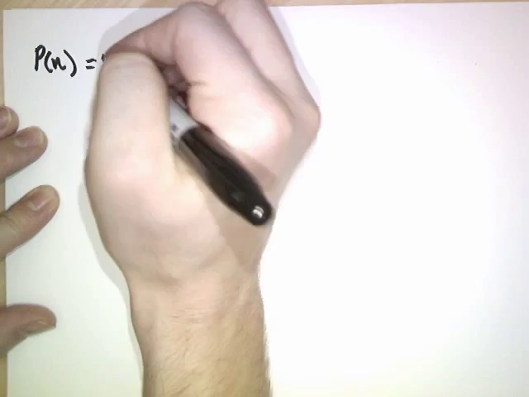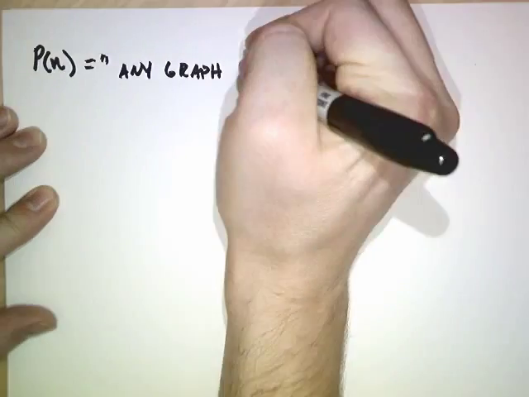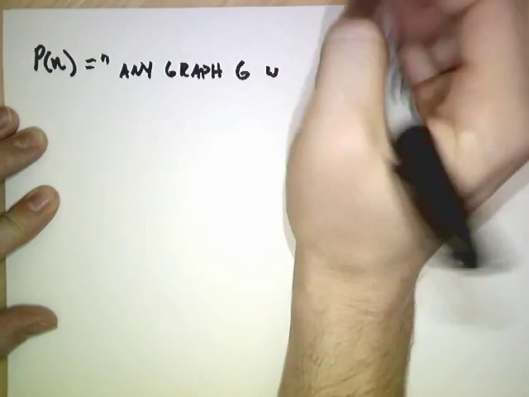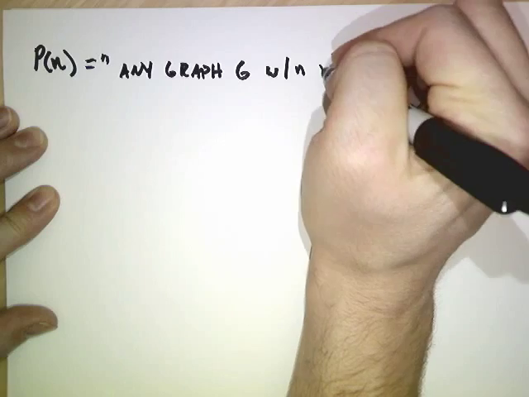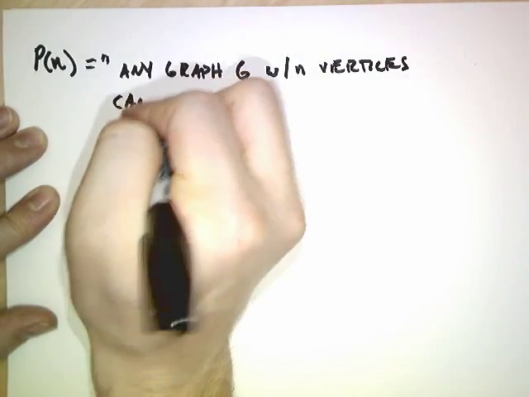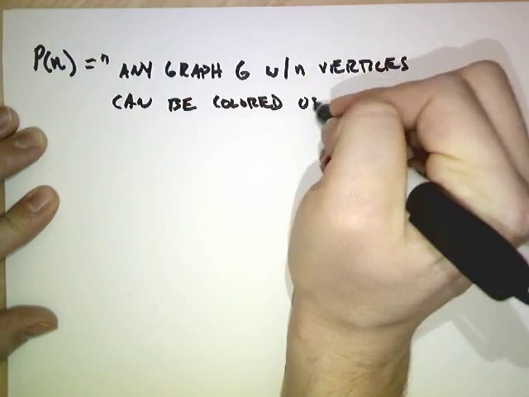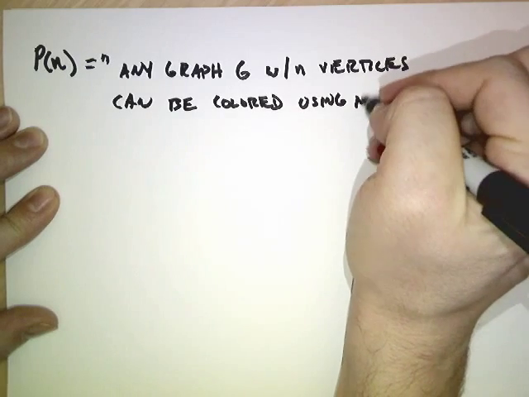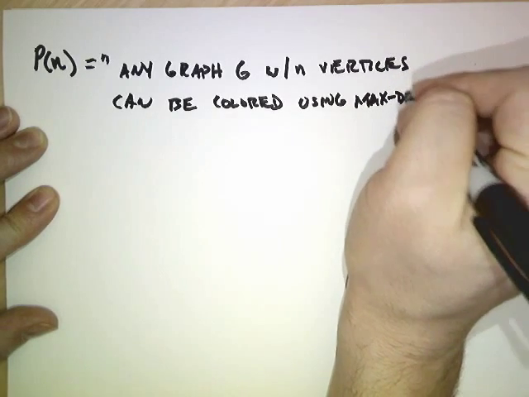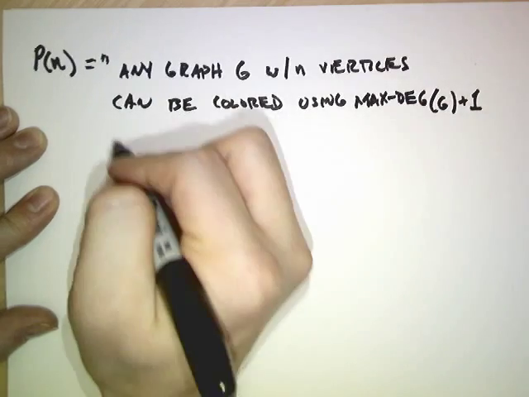So I'm going to use the following induction hypothesis. P of n will be the statement that any graph G with n vertices can be colored using max degree of G plus 1 colors.